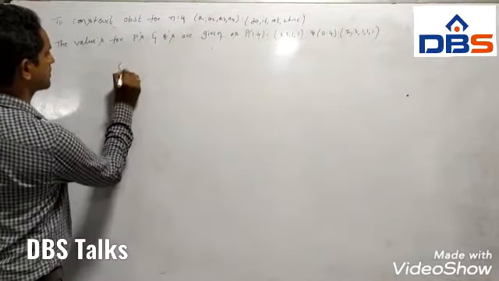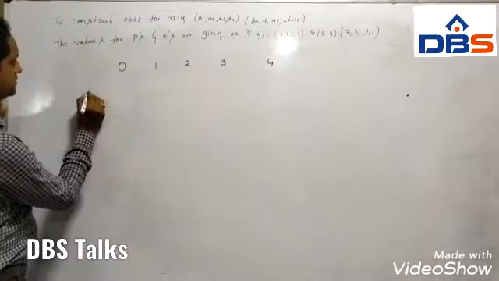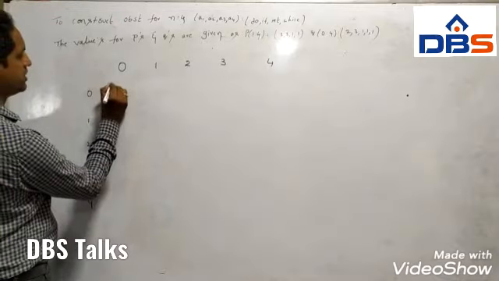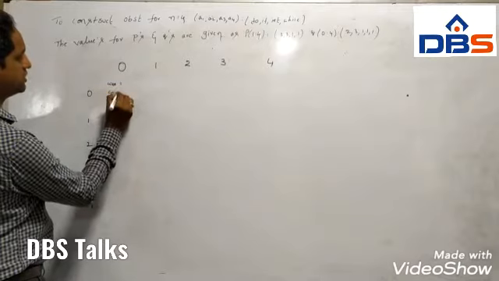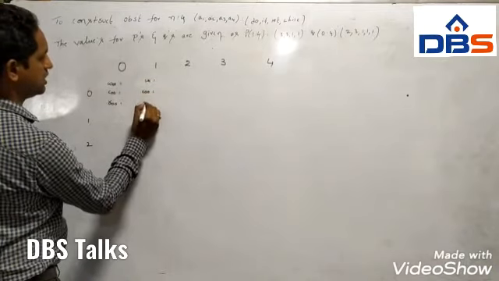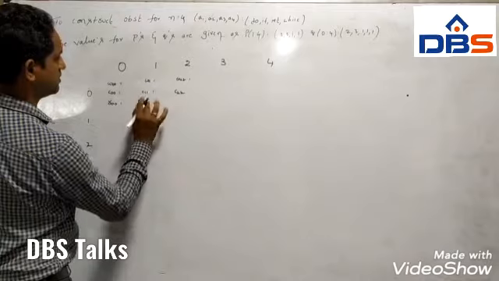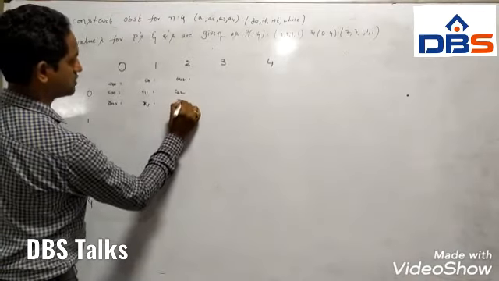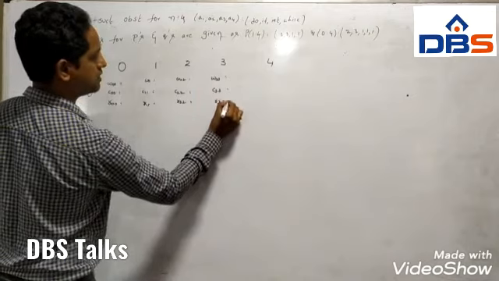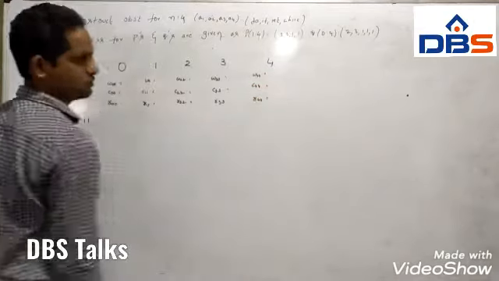Initially you can say W00, C00, R00, W11, C11, R11, W22, C22, R22, W33, C33, R33, W44, C44, R44. Okay, next.